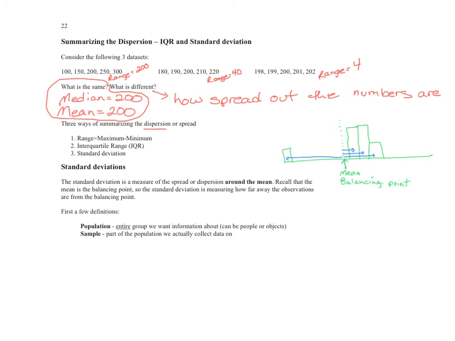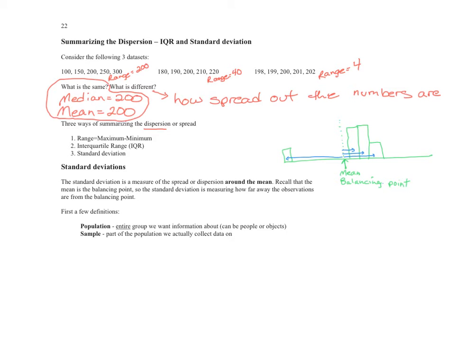So as we talked about in the previous video, the mean is the balancing point of a distribution, and the standard deviation takes the approach of measuring the dispersion by asking the question, how far away are the observations from that balancing point? So the balancing point is the anchor. How far away are the observations from that anchor?